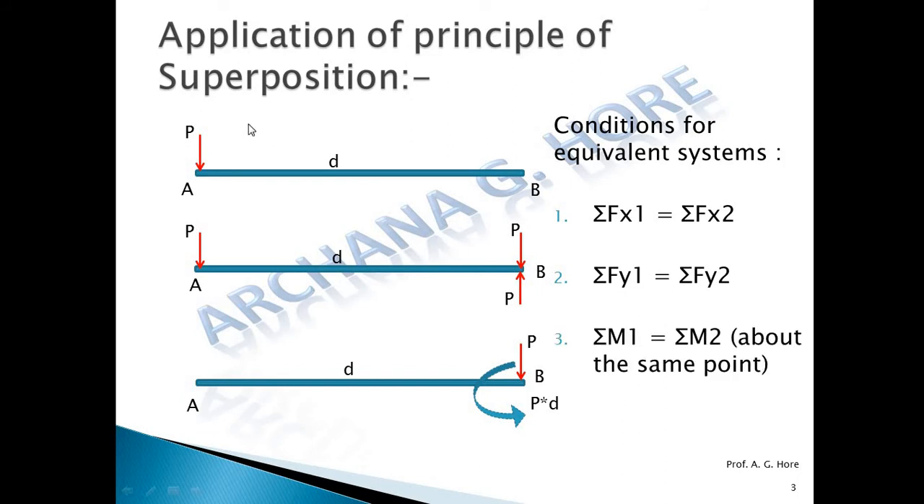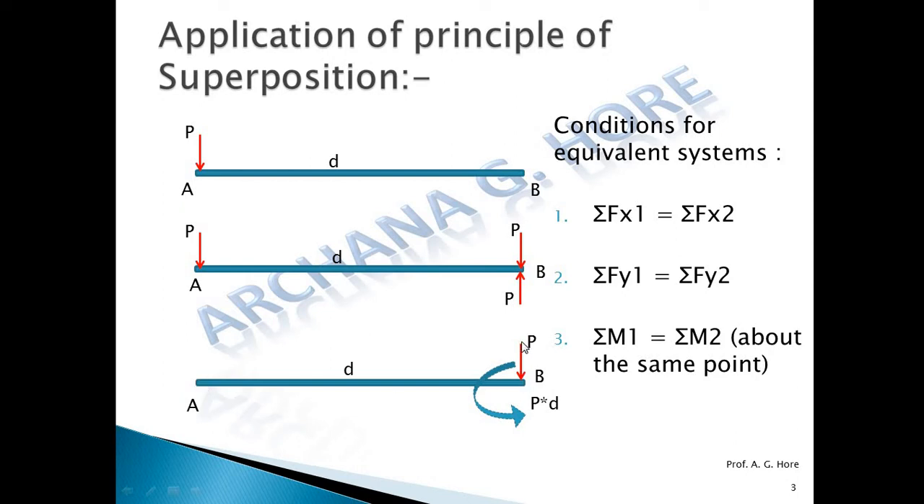Third equation, moment about a point A. Now see, moment of this force about point A. This force is passing through A, so its moment is 0. So the moment of the first system is 0. Now the moment of the second system about point A.